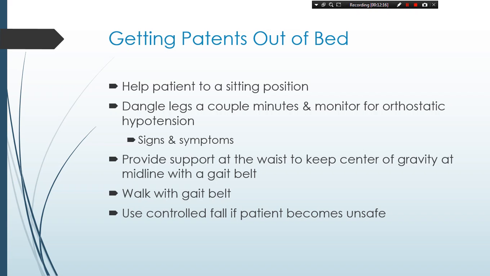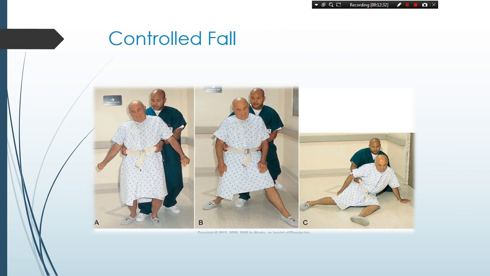We always need to provide support at the waist to keep the center of gravity at midline with a gait belt, and walk the patient with a gait belt. If the patient starts to fall, we can use a controlled fall method if the patient becomes unsafe. If a patient starts to fall, we should proactively lower them to the floor. You should stand with your feet apart, extend one leg and let the patient slide against your leg to the floor. Bend your knees and lower your body as the patient slides to the ground.